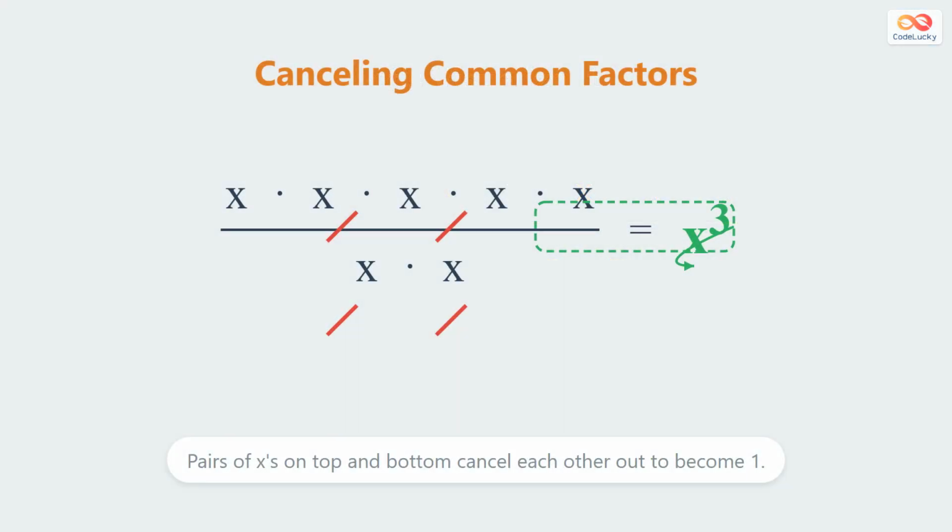In math, any number divided by itself is 1. This means we can cancel out pairs of x's from the top and bottom. Here, 2 x's from the bottom cancel out 2 x's from the top. We are left with 3 x's on top, which is x to the power of 3.